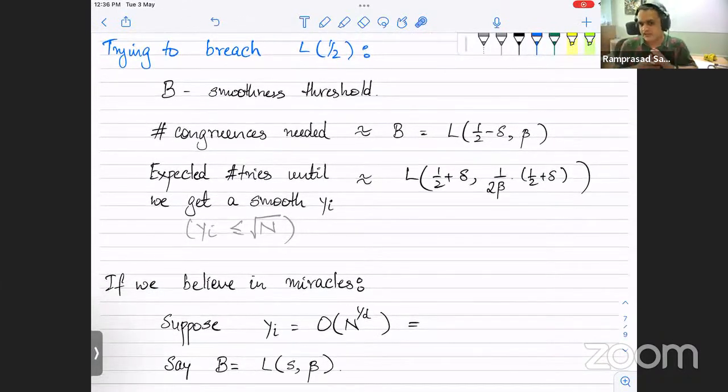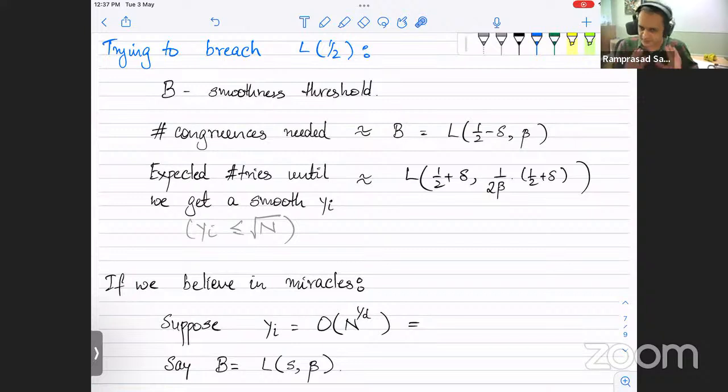But here's what I'm going to do. Let's just say that we believe in some miracles that end up happening, which are somehow going to let us say that the yi's that you are going to deal with, things that you want to check for smoothness, turn out to start looking like something like n power 1 over d. And d is actually going to be non-constant. It's going to grow with n, which means this n power 1 over d is way smaller than root n or anything.